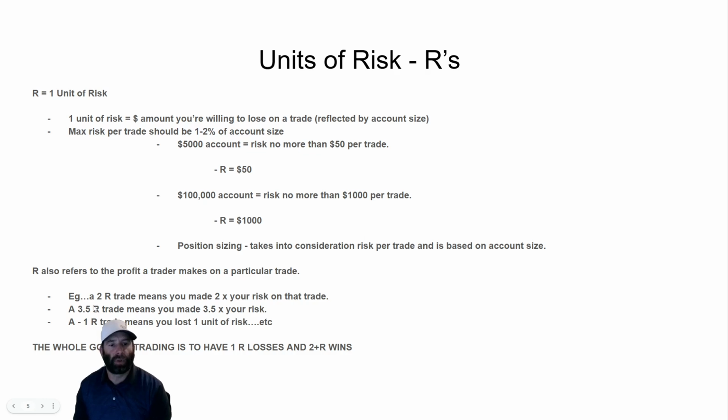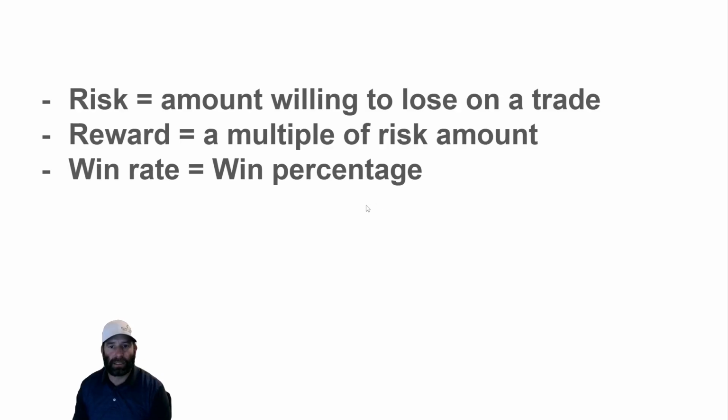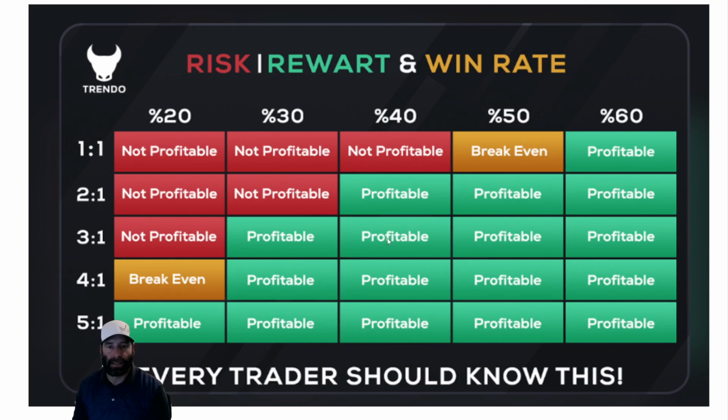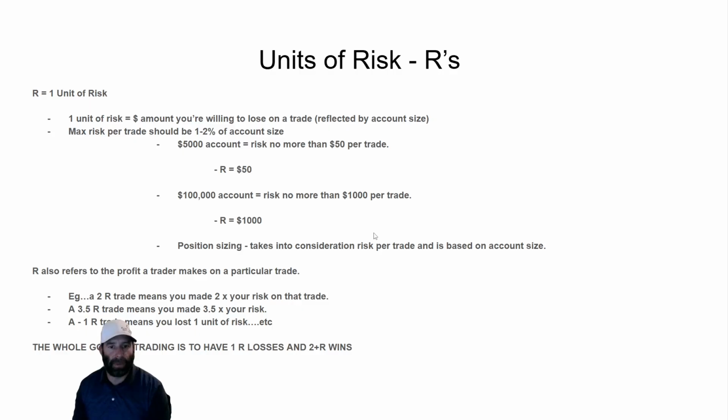So if you can keep your winners positive, 2Rs, 3Rs, 4Rs, etc., and keep your losers at just -1 and not let them go to -2, -3, then you're going to stay in the green as much as possible and give yourself the best chance. The whole goal of trading is to have 1R losses and 2+R wins.